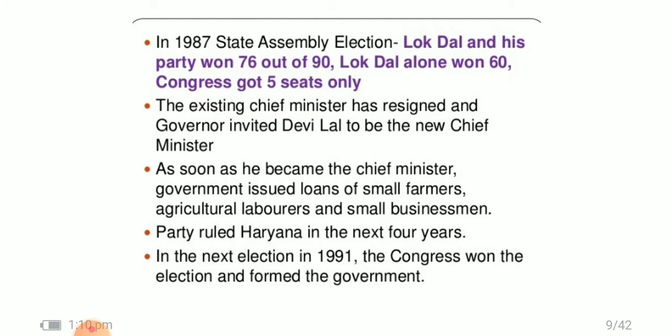His party ruled the state for 4 years. The next elections were held in 1991, but this time his party, the Lok Dal, did not win popular support, and they lost the election. The Congress came back, won the election and formed the government.